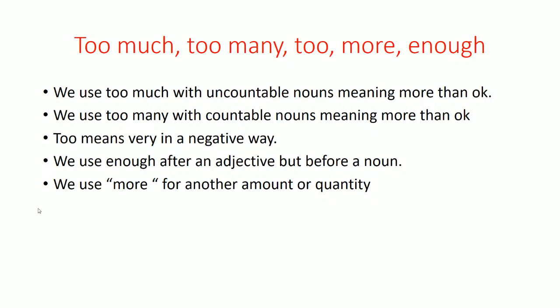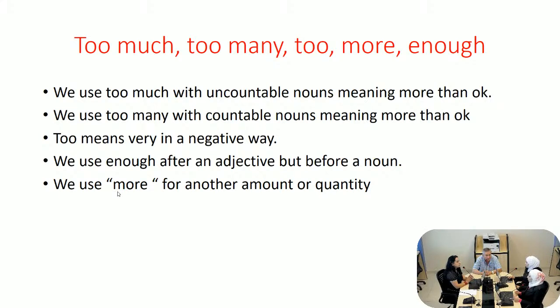Too, before an adjective, means very in a negative way. Like when we say too hot, too bad, it usually gives a negative meaning. We use enough after an adjective, but before a noun. After an adjective like tall enough, for example. He is tall enough to reach the shelf. I am not tall enough.